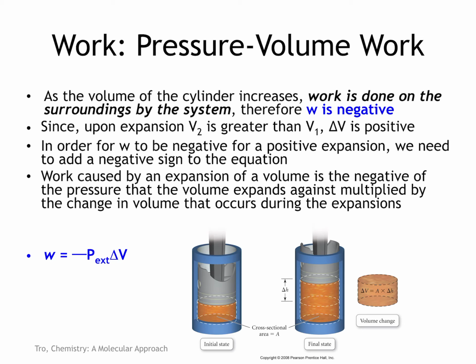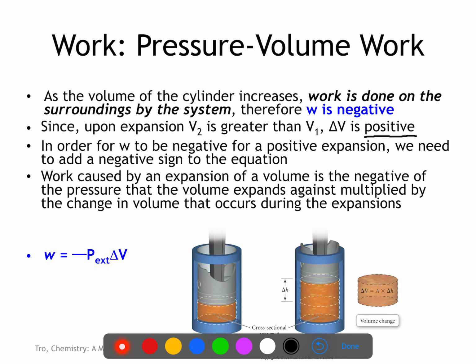Since upon expansion, the second volume is larger than the first, your change in volume has to be positive. So if the change in volume is positive, but the work has to be negative for an expansion, we need to add a negative sign to the equation. Work caused by an expansion of a volume is the negative of the pressure that the volume expands against multiplied by the change in volume that occurs during an expansion.